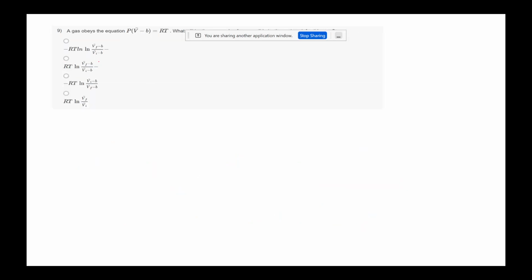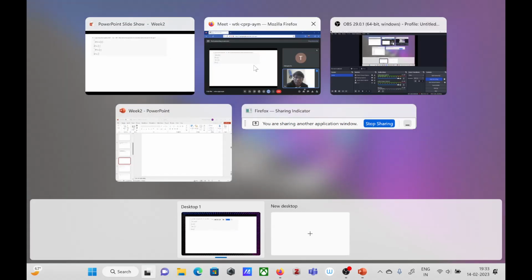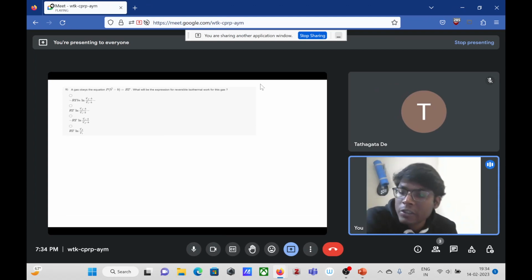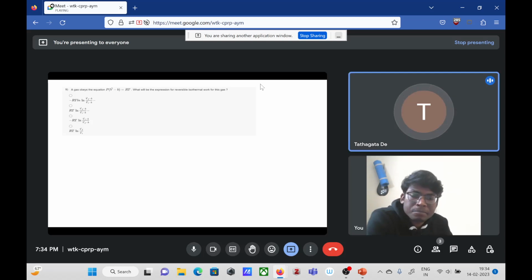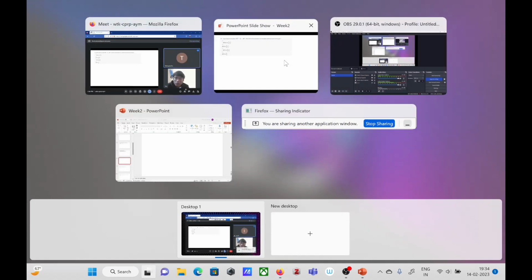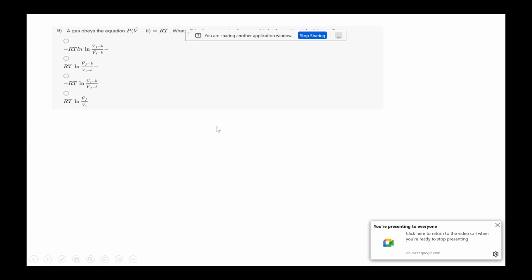Okay, let's go to another problem. The problem says a gas obeys the equation P times (molar volume minus B) equal to RT. What will be the expression for reversible isothermal work for this gas? So you know the reversible isothermal work for an ideal gas. What is that? Minus RT ln V final by V initial, or V2 by V1. Same here, but the B terms come in: V final minus B and V initial minus B. Okay, then what will be the option for you? Option A. Option A contains two ln, there should be one ln.